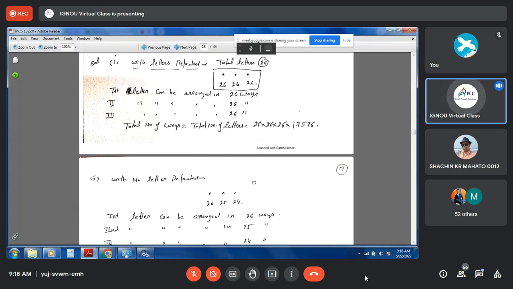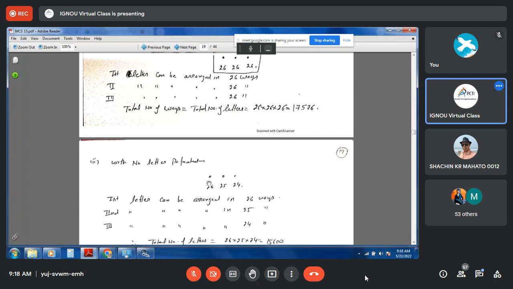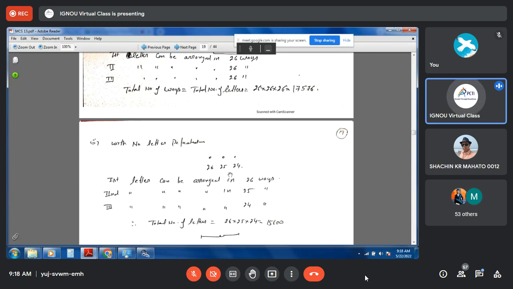In this case, repetition is not allowed, since the English alphabet used at the first place cannot be used here, and these both cannot be used. By using the fundamental principle of counting, we write it this way. The first letter can be arranged in 26 ways. The second letter can be arranged in 25 ways. The third letter can be arranged in 24 ways. So the total number of words is 26 by 25 by 24. Until the process is completed, multiply the different situations. It is the multiplication theorem.